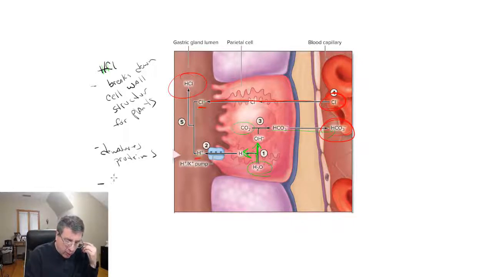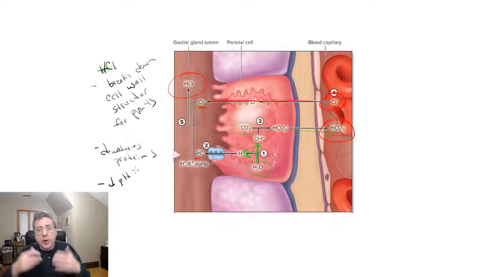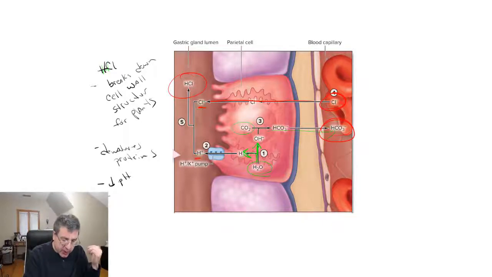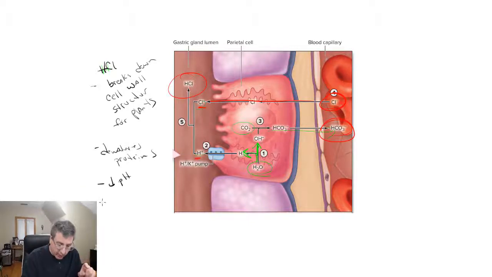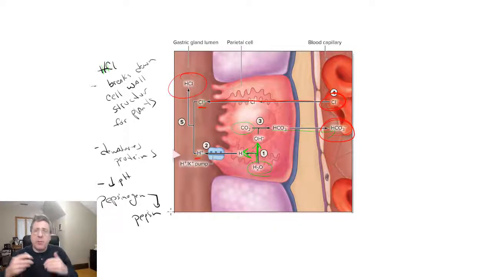And it creates hydrochloric acid, which everybody knows here, helps to lower the pH of your gastric content, which is responsible for converting pepsinogen into pepsin. We'll get that on the next cell type. So those are your basic functions of the hydrochloric acid.